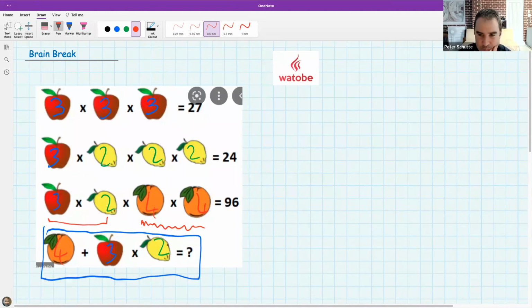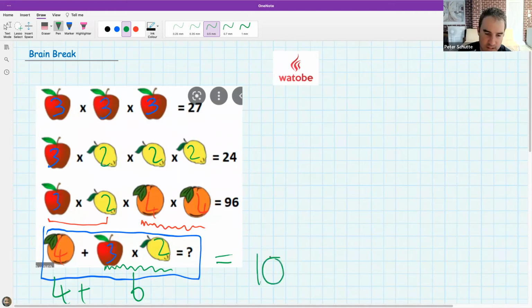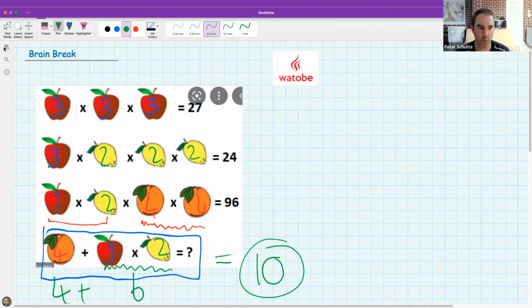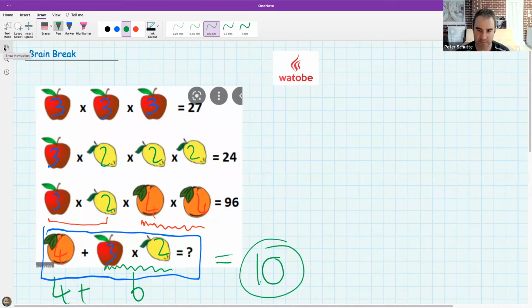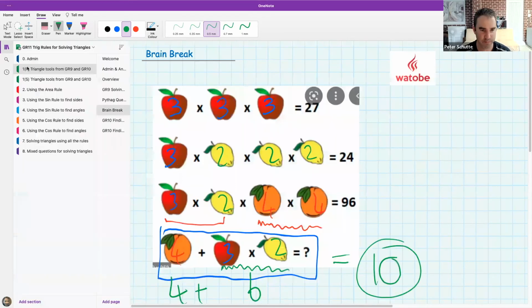And Muji, I think I agree with you. So BODMAS says you have to go 3 times 2 first, which gives you 6. And then what is the final answer going to be? So remember, it's 4 plus 3 times 2. So 3 times 2 is 6, and then 4 plus 6, the final answer is going to be 10. Okay guys, we're going to do one of these brain breaks in every lesson, and we're just going to keep on practicing that. I hope you enjoyed today's brain break.